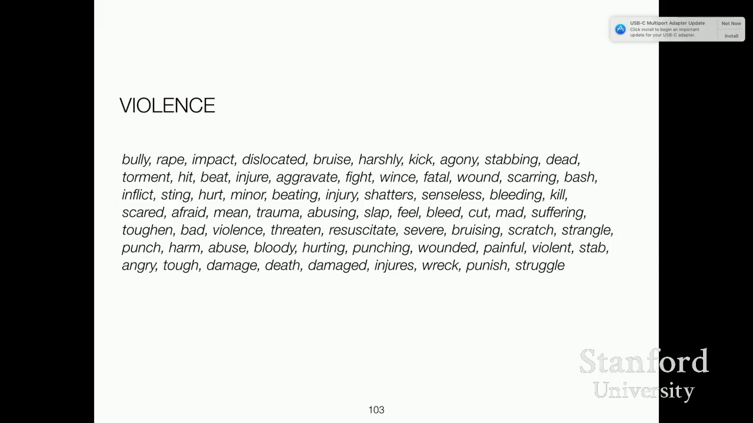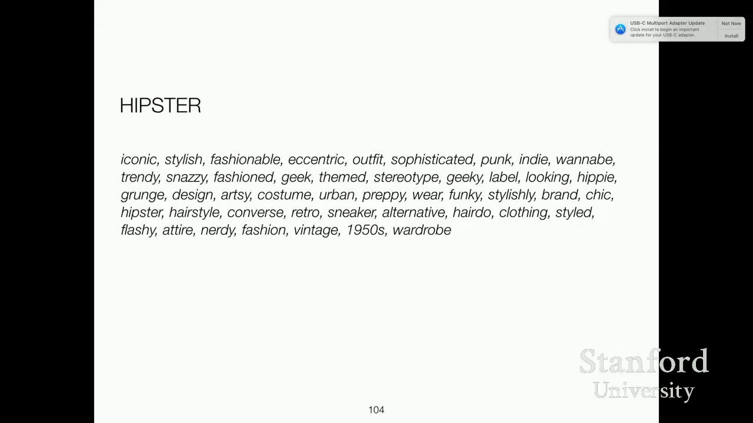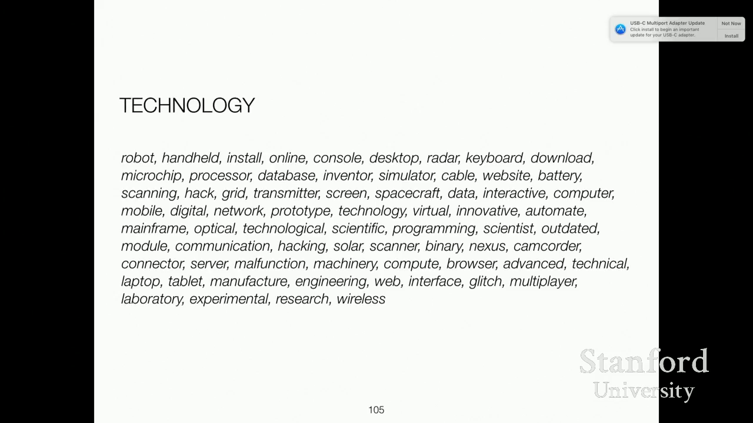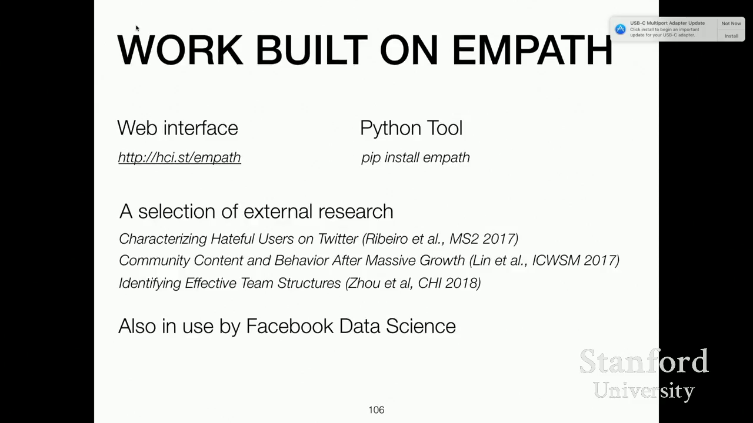So for violence, you have injure, fight, bleed. For hipster, iconic, stylish, retro. For technology, robot, browser, binary. Pretty diverse set of stuff. And so what we did was we took this and put it out in various different ways. We have a website where people can go and generate new categories to use for their text analysis. We also have a Python tool that people can download and use to either generate new categories or analyze text.